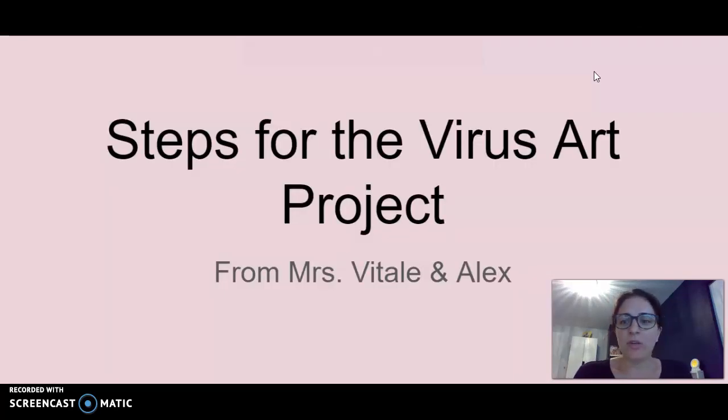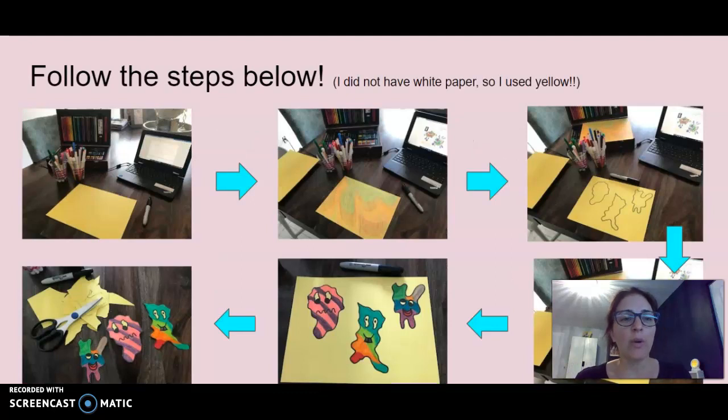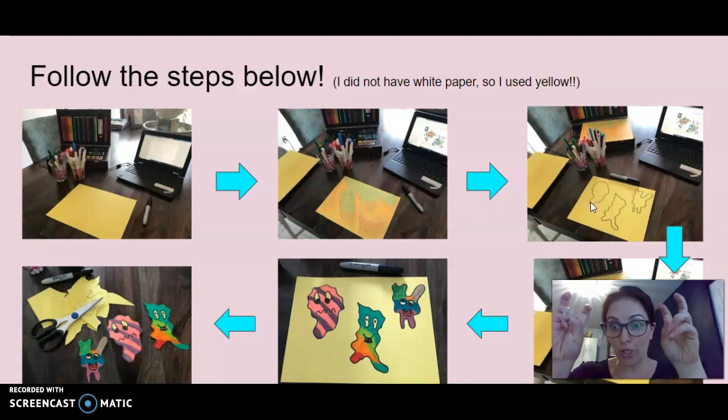Let's let it load up. All right, so here we go. So the presenter view, steps for the virus art project from Mrs. Vitali and Alex. Okay, so step 1, you need to get a piece of paper. Miss Vitali didn't have white paper, so she used yellow paper. She has a black marker. She has different colored markers, pencil, crayons, and all of the steps here. First step is to color one of the papers in pencil crayons. Then afterwards, you are to create your microbes on the other sheet of paper, okay?